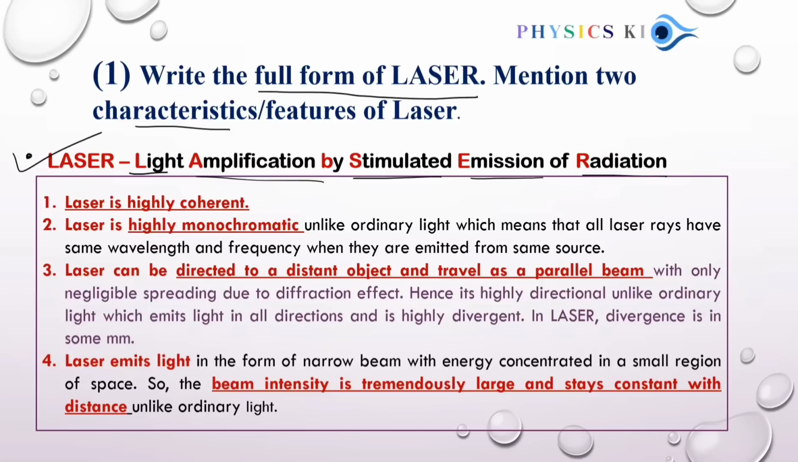So laser light is highly coherent. Highly coherent, that means what? All waves are in the same phase. Second, laser is highly monochromatic. Highly monochromatic, that means what? Only a single color. Green is only green, red is only red, yellow or blue is only blue, single color.